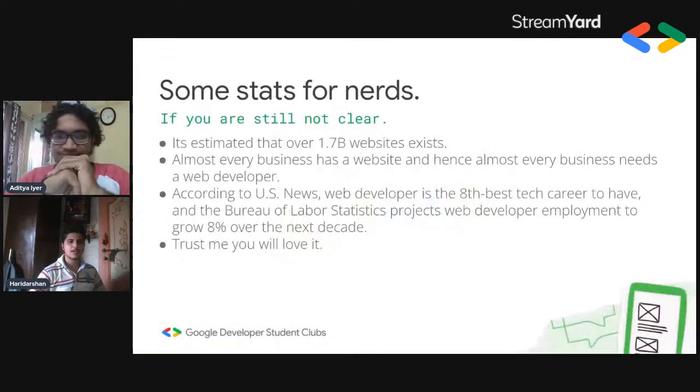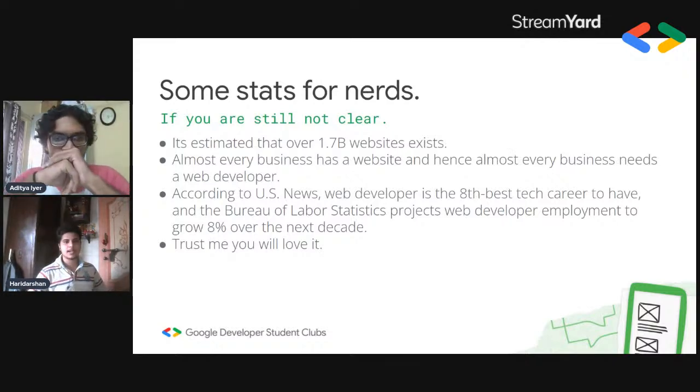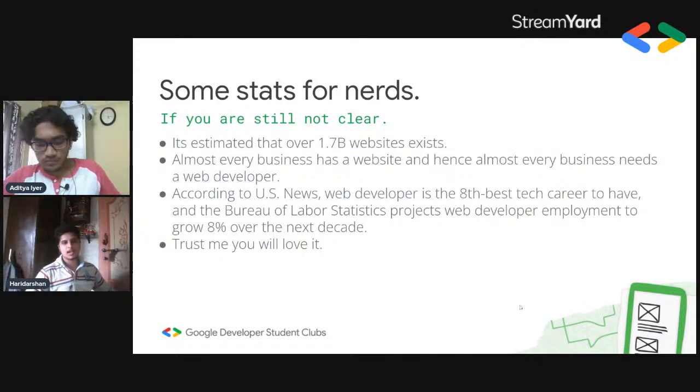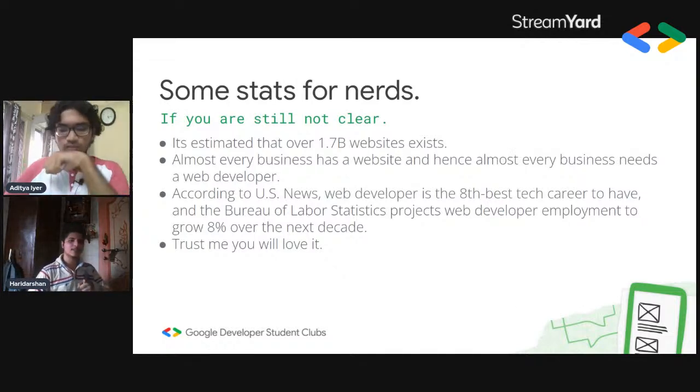So there are some stats for nerds. If you're still not convinced, and you say, I don't want to do web development, tell me some stats. It's estimated that over 1.7 billion websites exist currently, and almost every business has a website. Hence, almost every business is going to need a web developer. According to US News, web developer is the eighth best tech career to have, and the Bureau of Labor Statistics projects web developer employment to grow 8% over the next decade. Now, this is for the US, but this can be projected to predict a lot of things. And finally, trust me, you will love it.